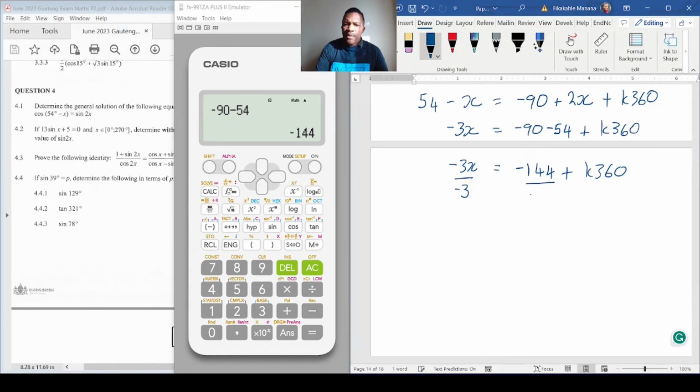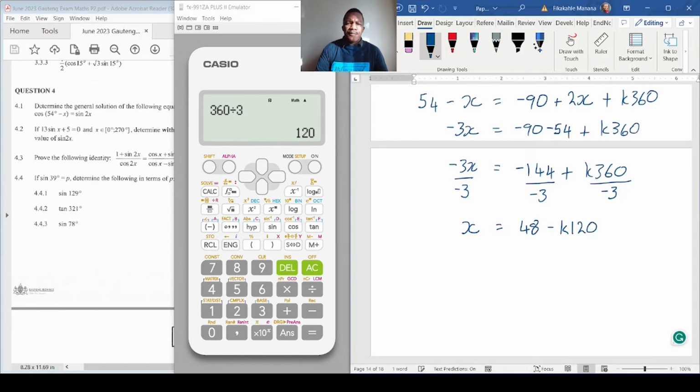Now, when you divide everything by minus 3, remember that you also have to divide the 360k by minus 3. Everything gets divided, so that here I'm left with x. A minus and a minus becomes a positive, so we divide by negative 3 and get 44, and it's positive. But on this side, I have a minus, so it's minus 360k divided by 3, and we get 120k.